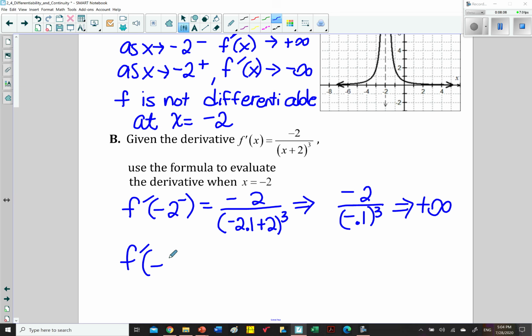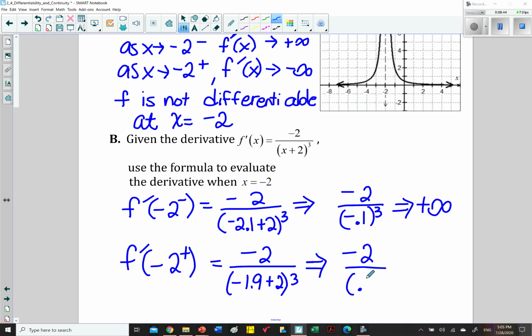And f prime at negative 2 from the right, using this expression again, what's the behavior of the function on the right side? 2.1? Nope, on the right side, not 2.1. We're heading to negative 2. So on the right side, we could say negative 1 9/10. How about that? Close little neighborhood. So again, thinking about the behavior of the numbers, I've got a negative and a negative, a positive here. So a negative on top and a positive on the bottom.